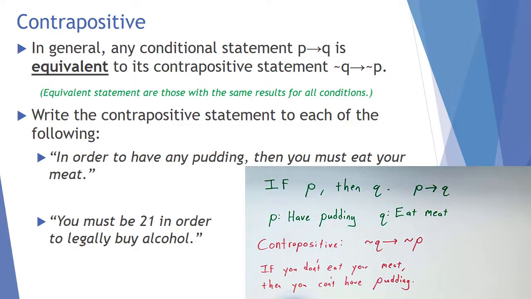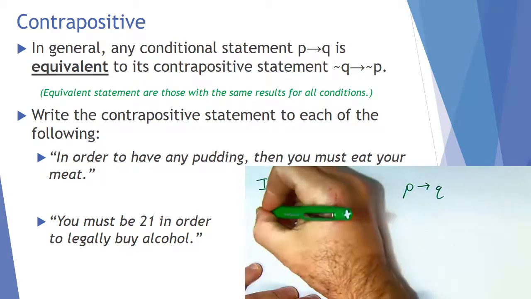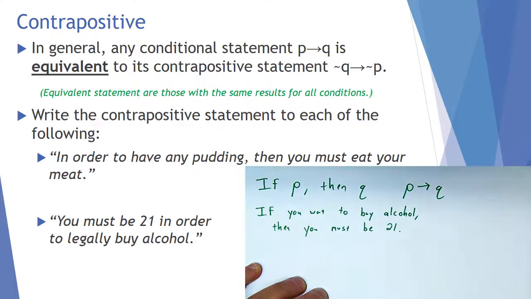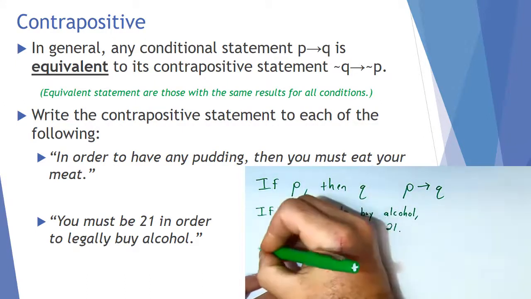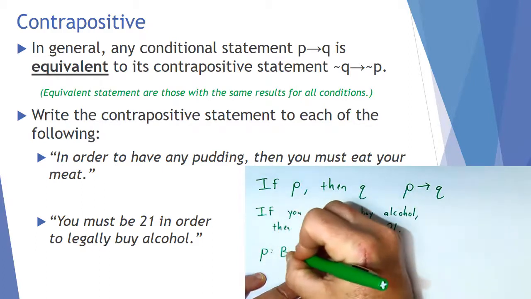Let's do one more. You must be 21 in order to legally buy alcohol. That is certainly true, so let's put that in the form of an if-then statement. Now be careful, don't just write things in the order they appear in the sentence. You have to ask yourself which thing actually depends on the other. What's the if and what's the then? So in this case, we would say, if you want to buy alcohol, then you must be 21, right? If we frame it in that way, then we can see that P, the original statement, is buy alcohol.